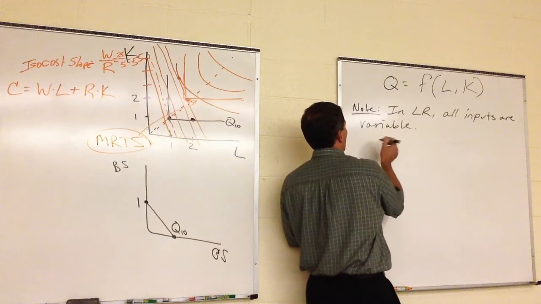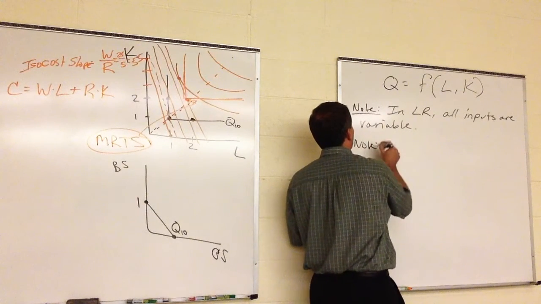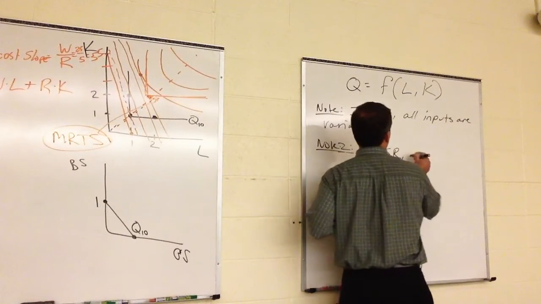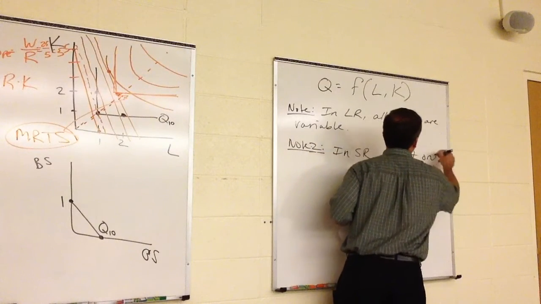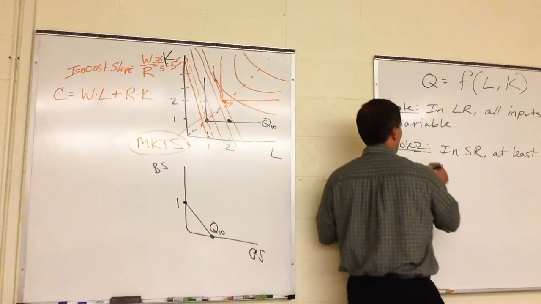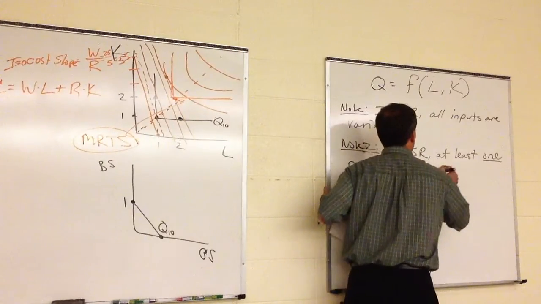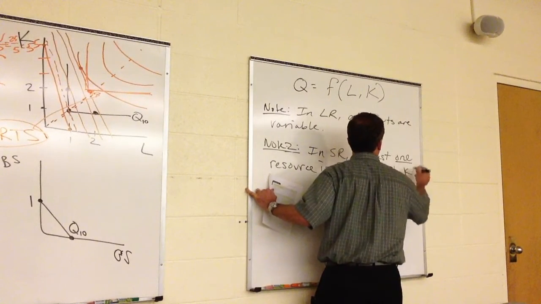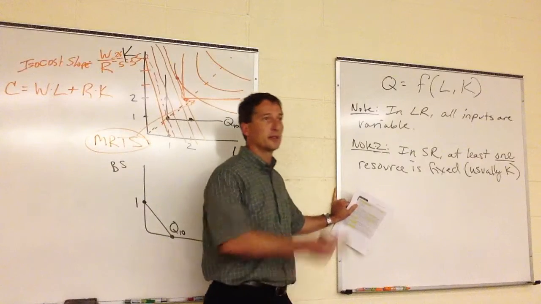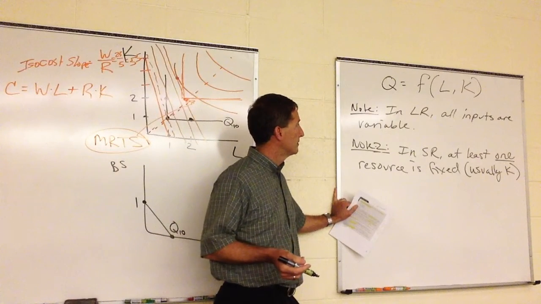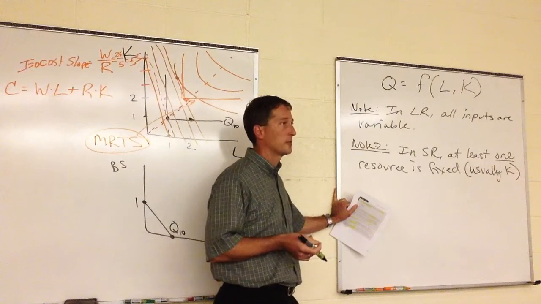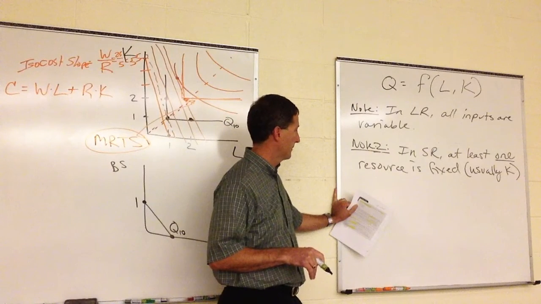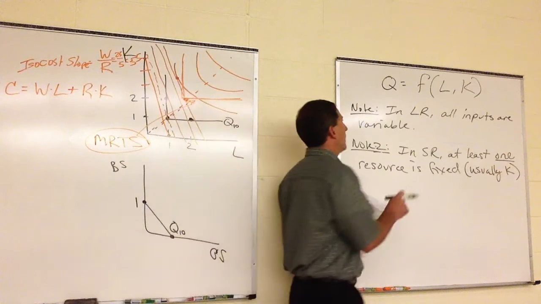And so by definition, note number 2 here, in the short run, at least one resource is fixed. Now, typically, we think of capital being the fixed one, right? I mean, labor is adjustable, capital is harder to change. But our pure definition would be at least one resource is fixed. But in the long run, we can vary everything.